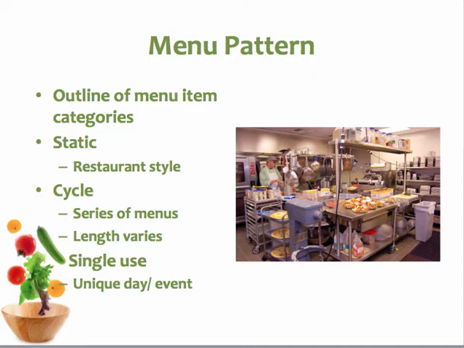A static menu, a restaurant-style menu, is an example of that, where there are multiple items and it's the same every day. The menu at In-N-Out Burger or at McDonald's is a great example of a static menu, or a hospital that adopts a restaurant-style menu that stays the same for a year or two is another example of a static menu. Cycle menus, on the other hand, are a series of menus that vary in length.